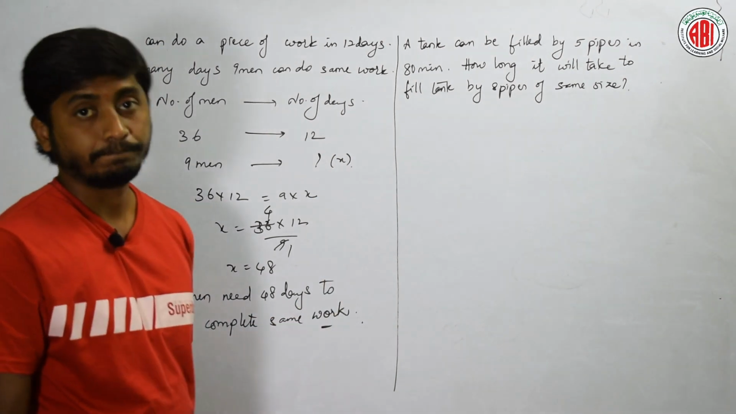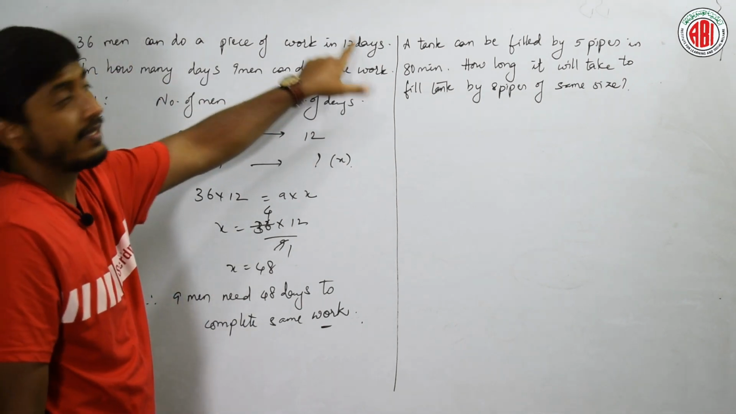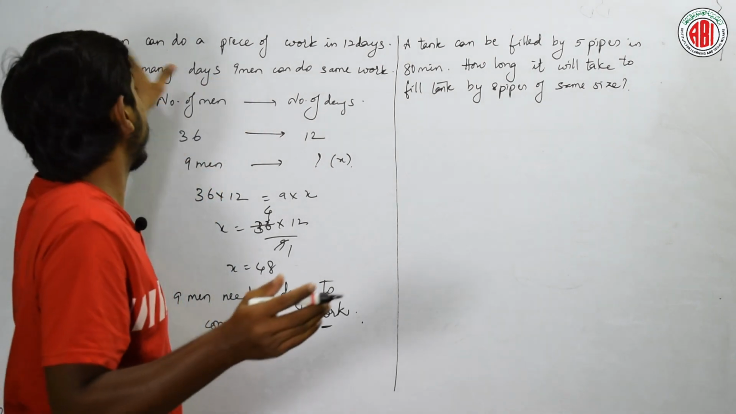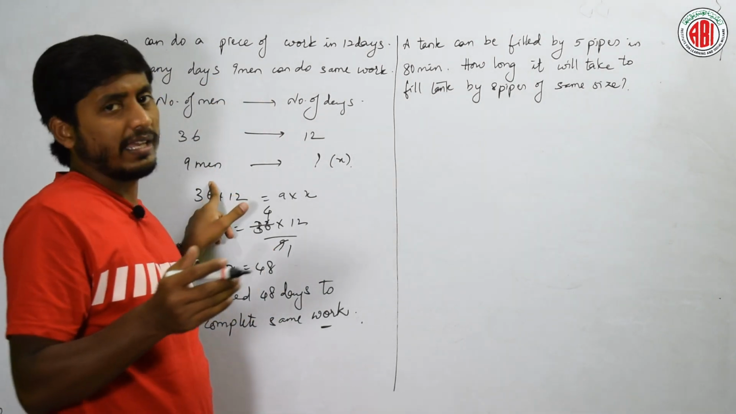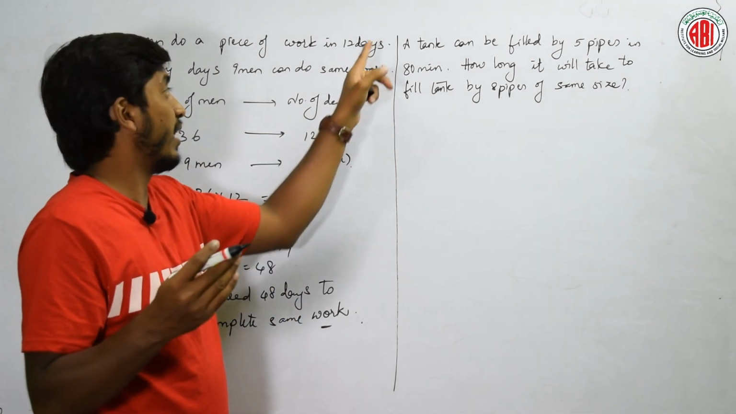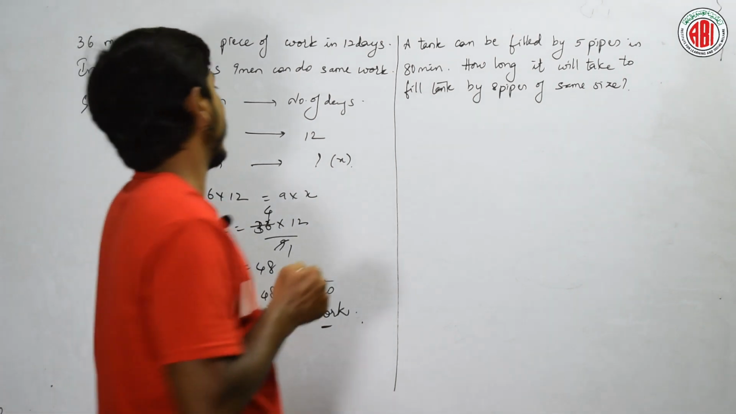Is it fine? Once again see here, 36 men, 12 days. Then for 9 men, obviously it will increase. 36 by 9, you can do like that also. That is equal to 4. We have to multiply it with 12. Clear? Look at the next question here.